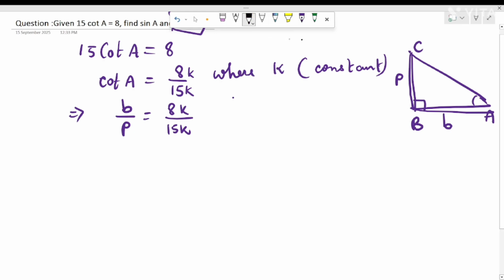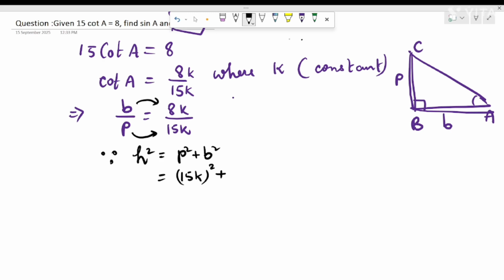So how can you find out the value of hypotenuse? Let's say the value of base is 8k and perpendicular is 15k. Then what is the value of hypotenuse? By using Pythagoras, we know that hypotenuse square equals perpendicular square plus base square. So perpendicular is 15k whole square plus 8k whole square.